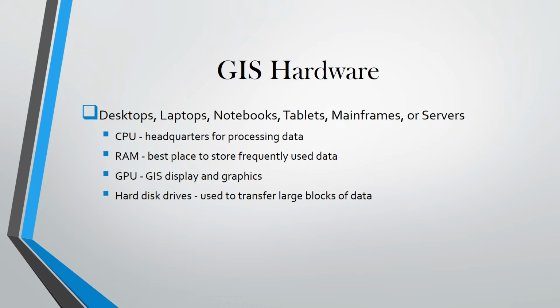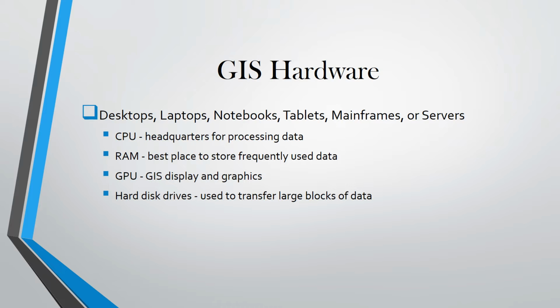The CPU is the headquarters for processing data. It stands for Central Processing Unit, and it's basically the workhorse for the whole GIS application. The RAM is the best place to store frequently used data. It's where data is temporarily stored, and GIS analysts use large amounts of data. You want to be able to access it quickly, so that is why the RAM is utilized.